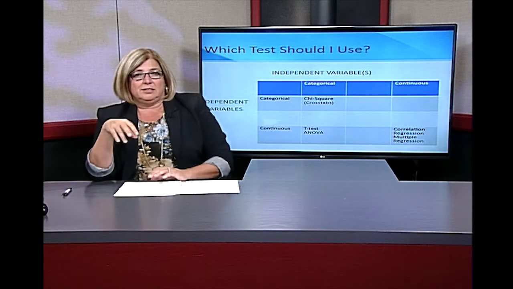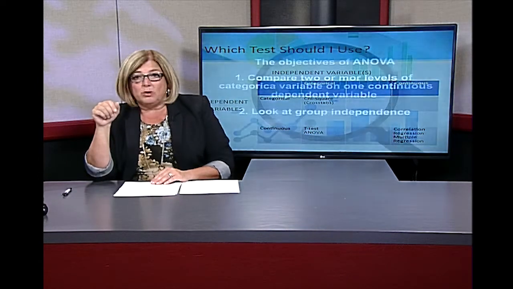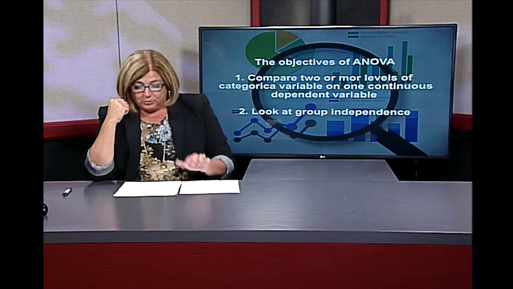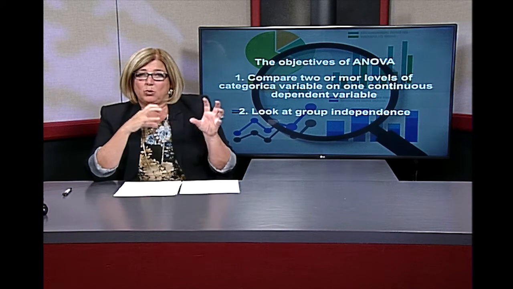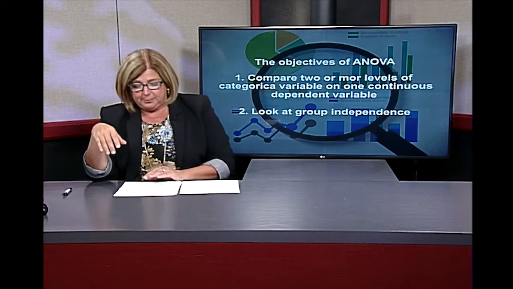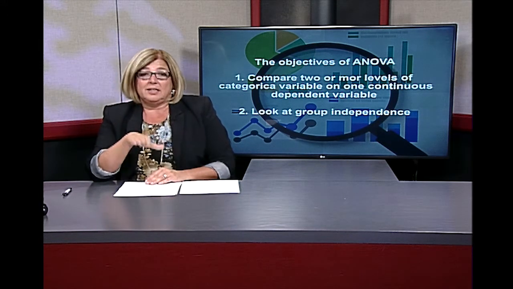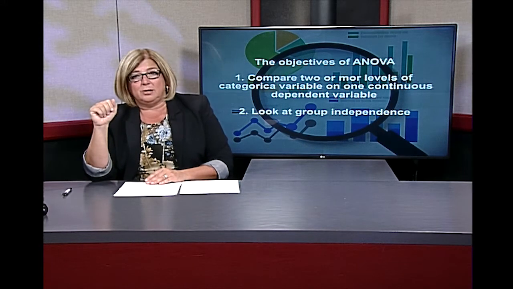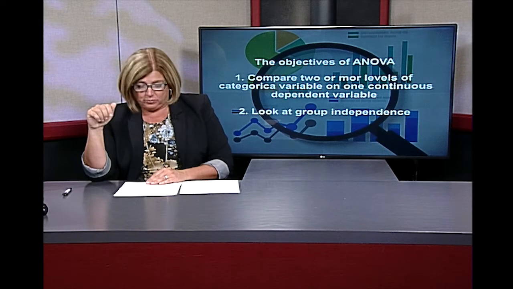Let's think about the objectives of ANOVA overall. As we think about the objectives, we know that we're comparing 2 or more categories of an independent variable on one continuous dependent variable. So what does that mean? We're looking at which group the individuals are in and what scores are produced on that dependent variable. Then we take the average scores and we examine those. Now let's also think about the fact that we're looking for group independence. And so as we examine this, we'll kind of see that throughout this process of looking at the one-way ANOVA.